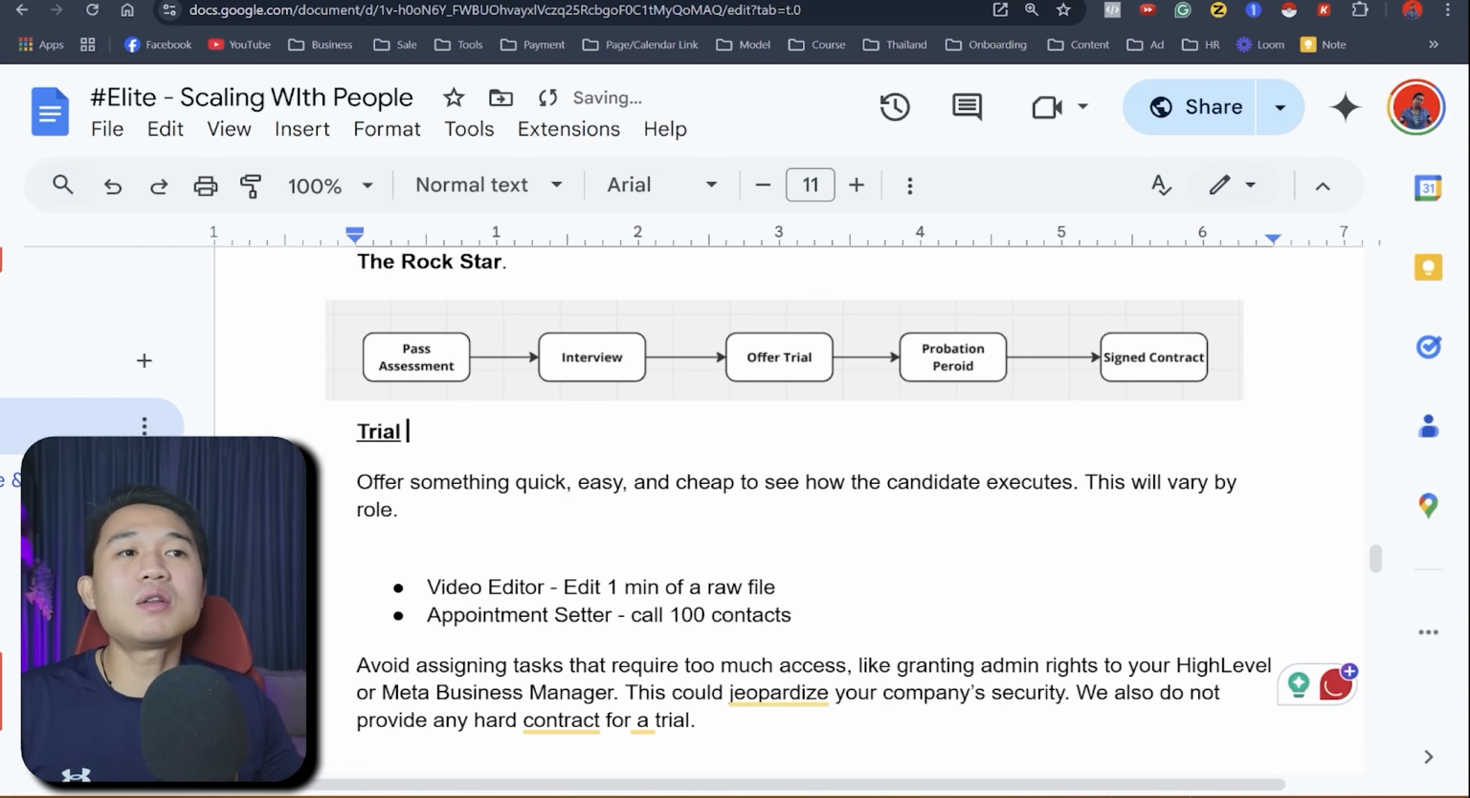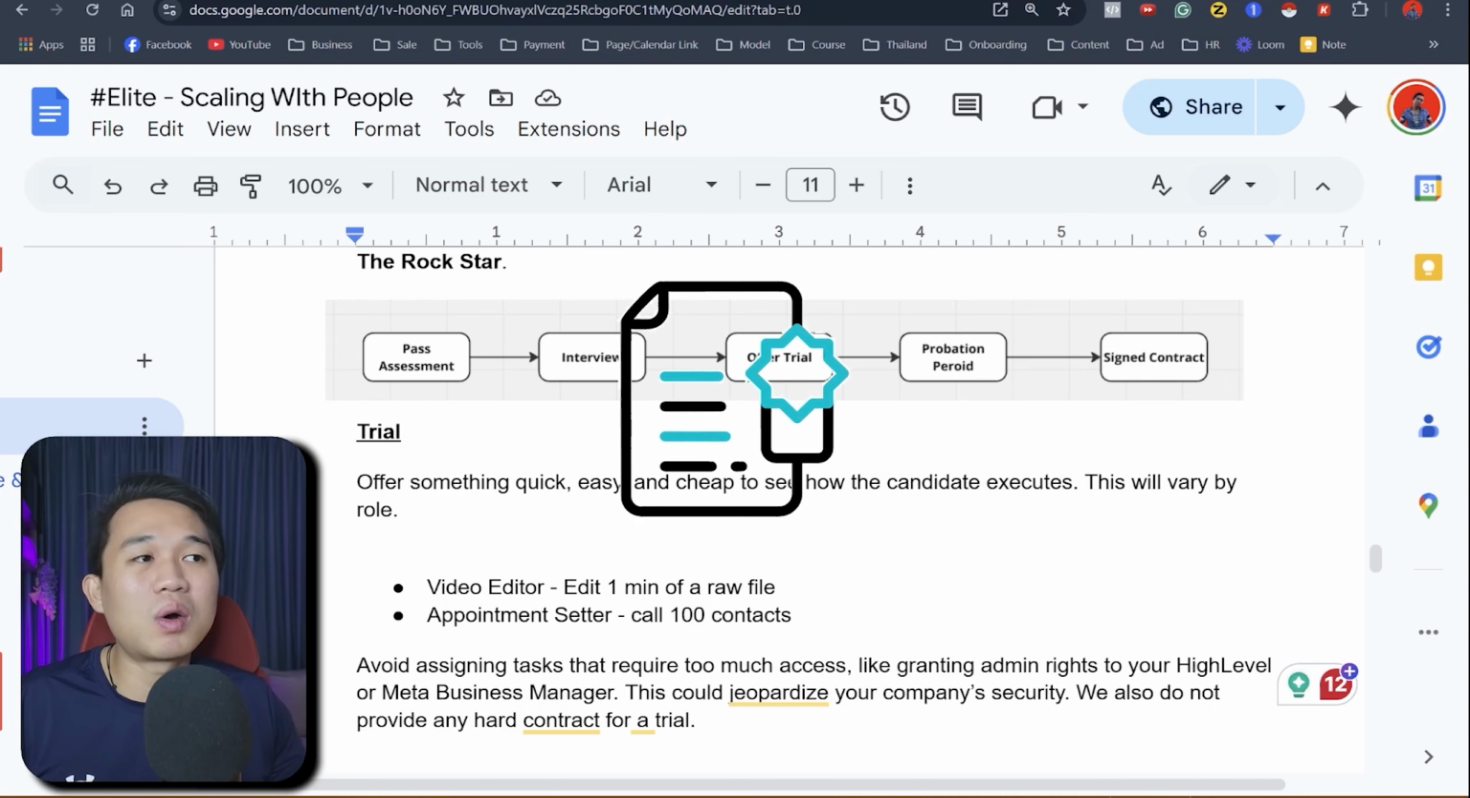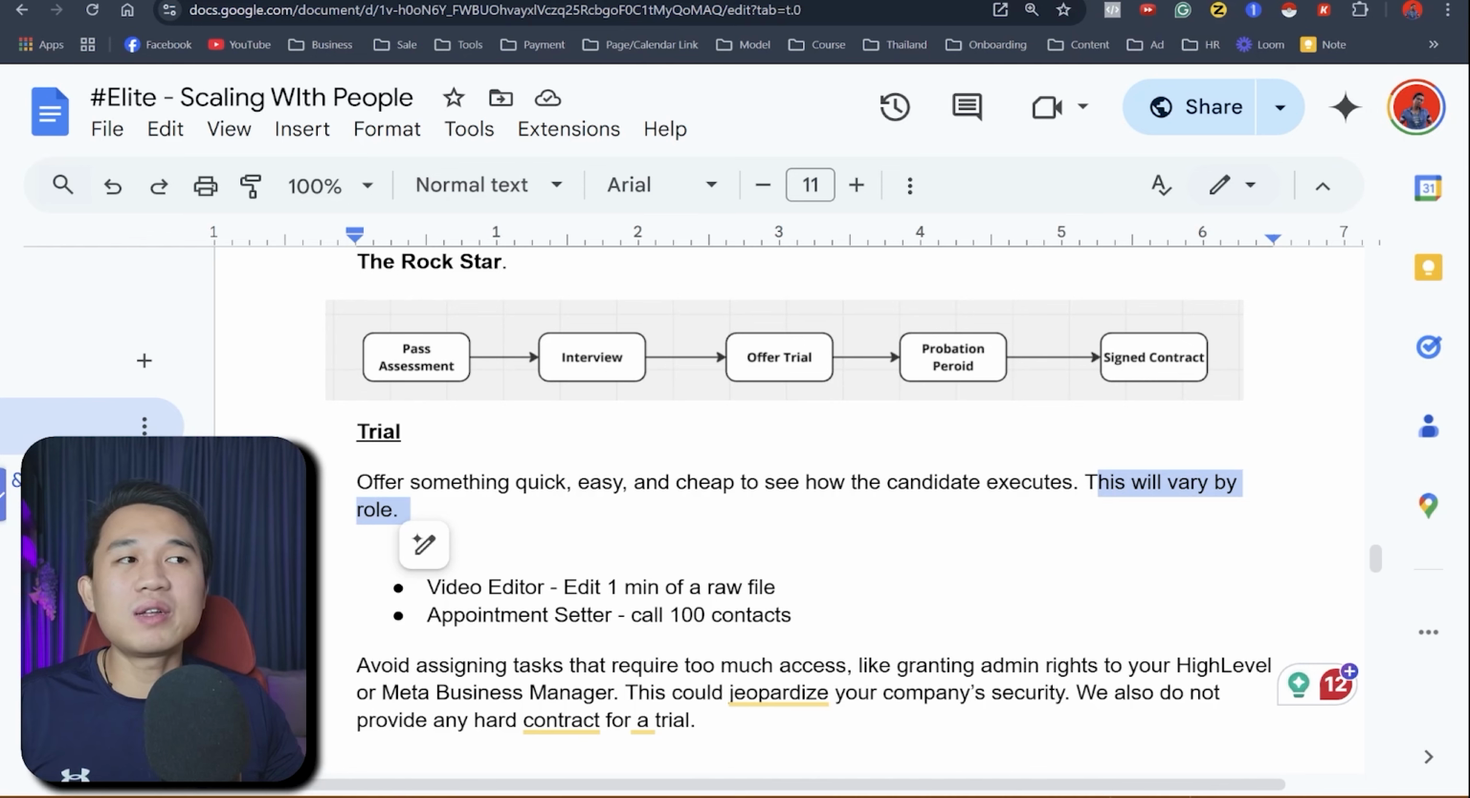When it comes to the trial, it's normally, like I said, something quick, easy, cheap to see how the candidate executes on stuff. And because it's quick and easy, you can offer that to multiple candidates, right? To increase your likelihood of hiring the right one. And this will vary by role. You have to design a trial. That's your job as a CEO.